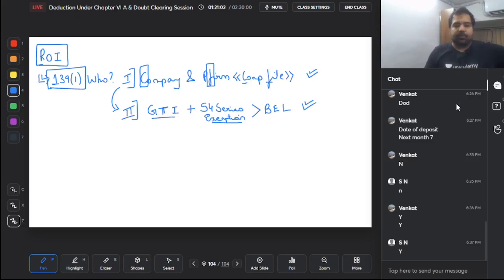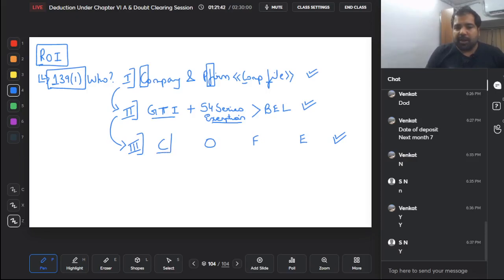And last, guys, if this is also not applicable to you, let's say you're not a company or not a firm, you're a student. Your GTI is, let's say, 1 lakh, you don't have any 54 series exemptions, and your basic exemption limit is 2.5 lakhs. So this is also not true. So you're not finding your return in 1 or 2. Then third, the government doesn't let you go so easily. They say, do you like coffee? And if you say yes to coffee, then they will ask you to file your return. So what is coffee? Let's understand.